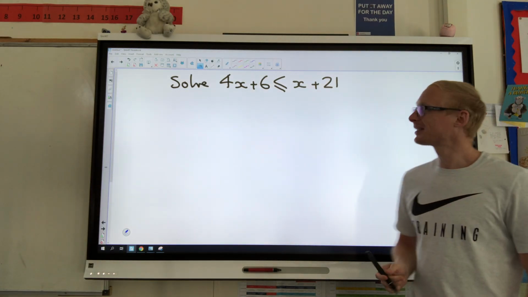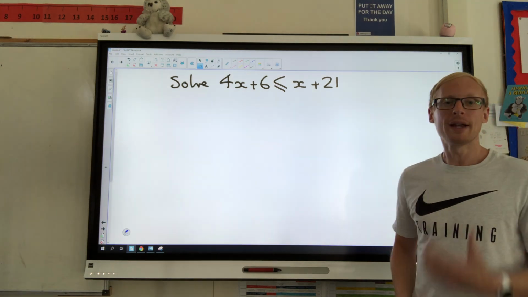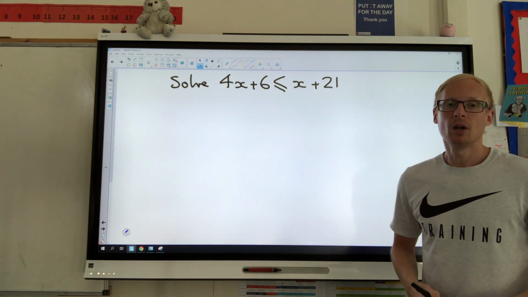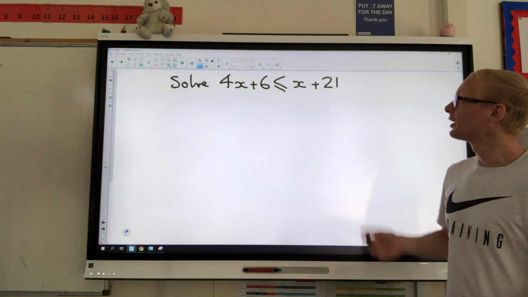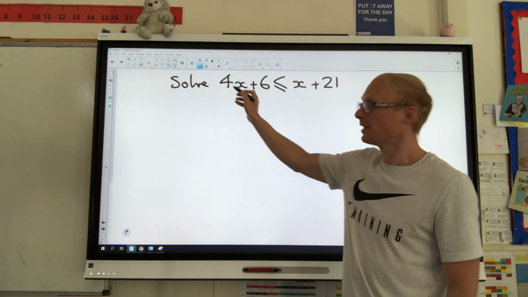So this is about understanding what we do when we've got negatives essentially in an inequality. All right, the first way that you can solve this inequality is to move the x's onto the left-hand side.